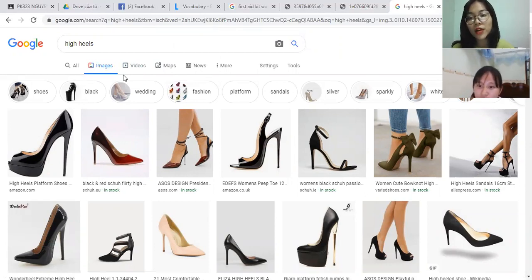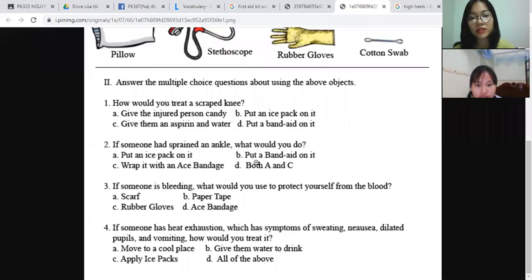Or when we go somewhere like a mountain. There are a lot of rocks, right? Yes, like mountains, like hills. Okay, so we will take an ankle brace. Okay, ankle brace. All right, so what do we do? What would we do at that time? Ice bandage and ice pack on it. Yes, A and C. So the correct answer is D.